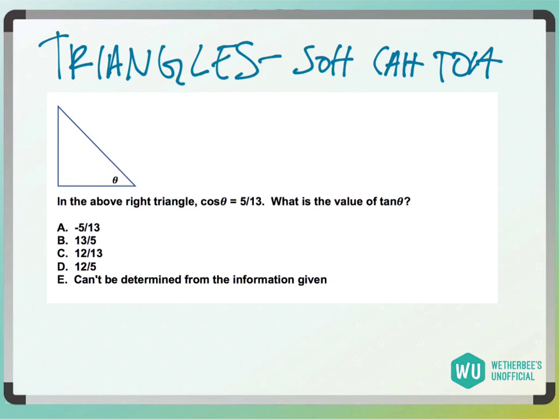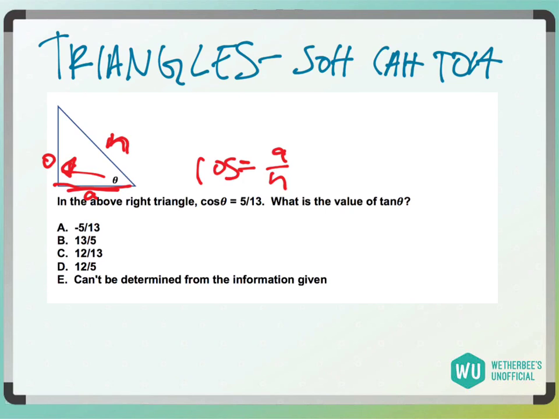Alright, so what we have here is that in this right triangle, the cosine of theta is 5 over 13, and cosine is adjacent over hypotenuse, right? So if this is theta, this is the adjacent. This would be the opposite, this would be the adjacent, and this is the hypotenuse. The hypotenuse is always opposite the right angle, right?